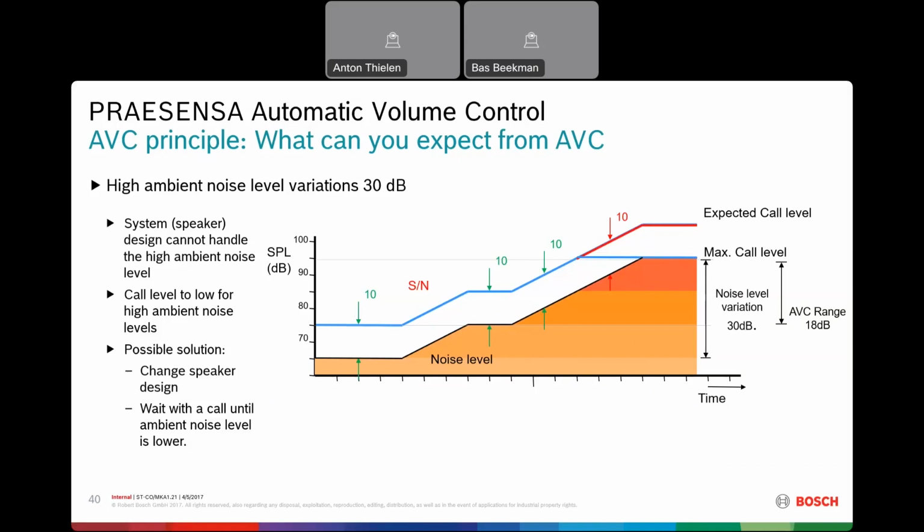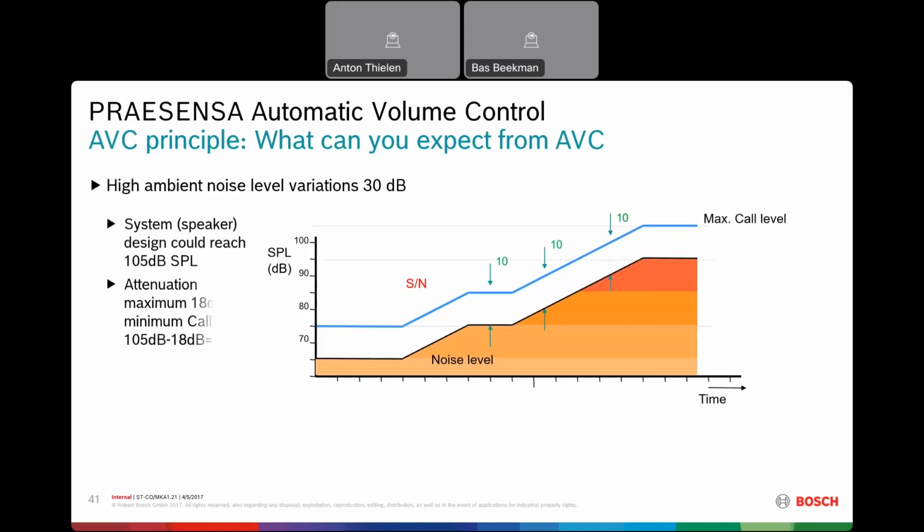But yeah, you really must look also into other things. This is something which you cannot fix with AVC. Even when you would have an AVC function somewhere which has a higher AVC range, because at the end you would have a very loud call level, which could even be dangerous. I'll come back to that later.